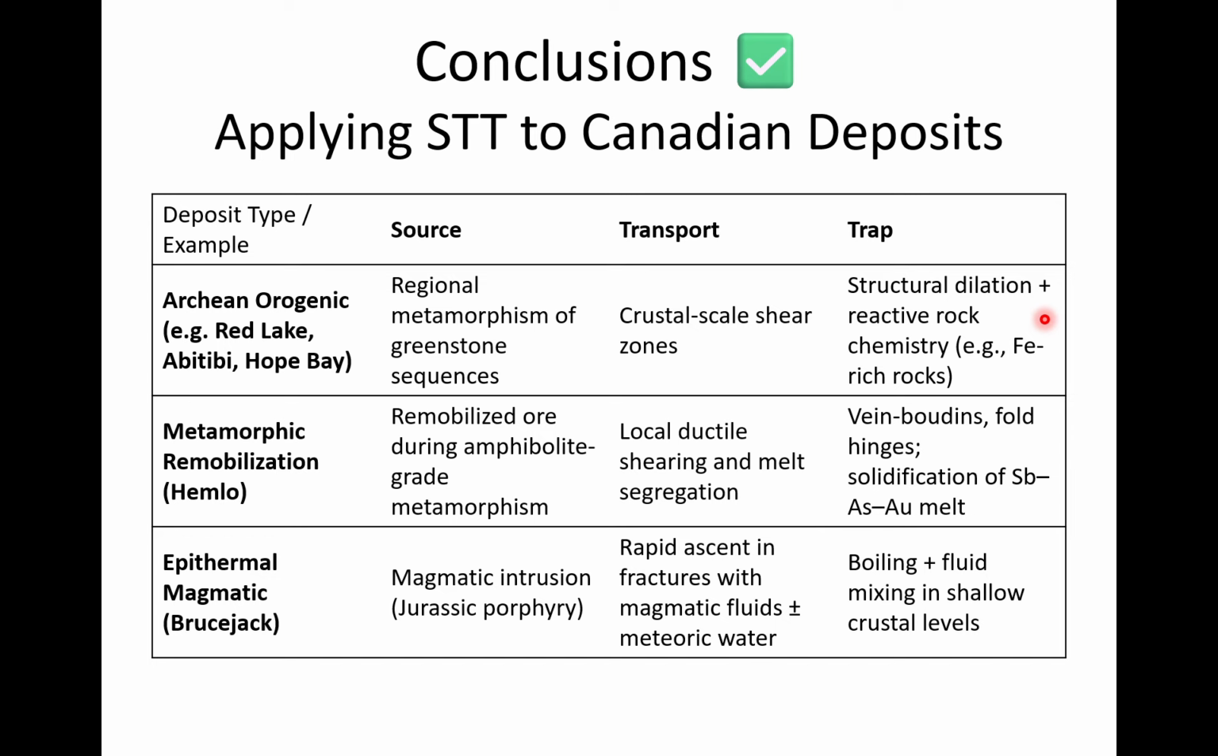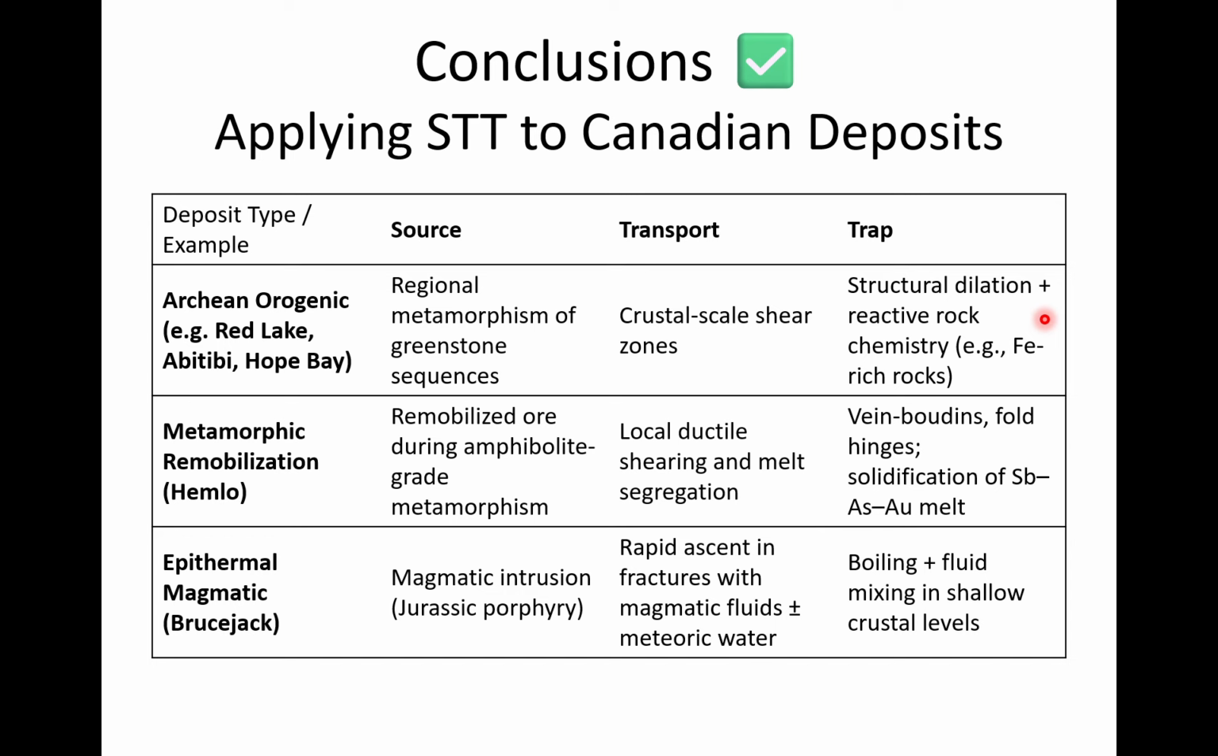So what we did is that we applied the STT model to a range of Canadian gold deposits, from Archean gold camps to Jurassic epithermal vein systems. You can see in this table. This analysis demonstrated the versatility of the STT framework. In Archean orogenic belts like Red Lake and Abitibi, the source was regional metamorphism of greenstone sequences. Transport was via crustal-scale shear zones, and traps were created by structural dilation and rock chemistry.